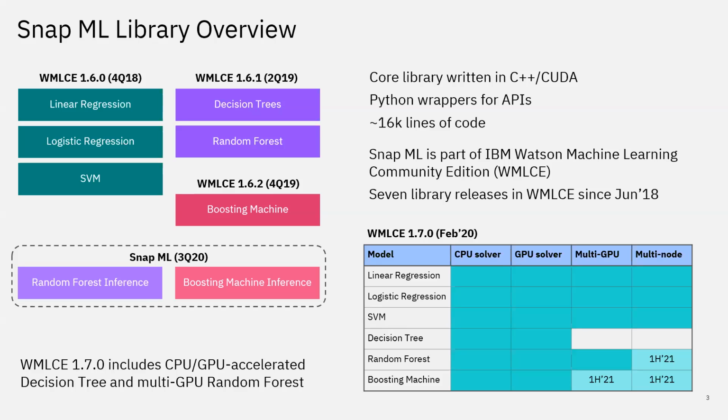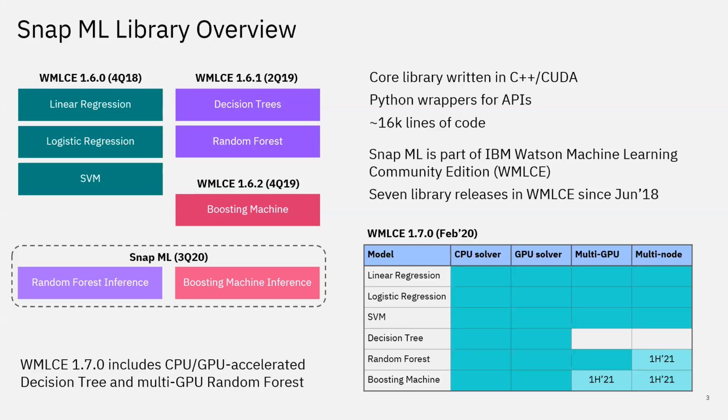And more recently, we introduced accelerated inference engines for the tree-based models, such as random forest, decision trees, and boosting machines. So SnapML is written in C++ and CUDA, the core library. We have implemented Python wrappers that offer the APIs. We offer in all 6 models the familiar scikit-learn Python API. And it has been offered to the public as a free installation as part of the IBM Watson Machine Learning Community Edition.